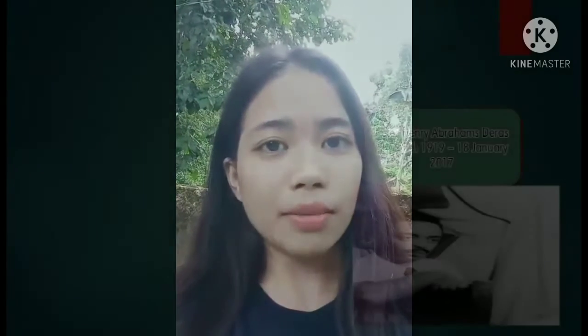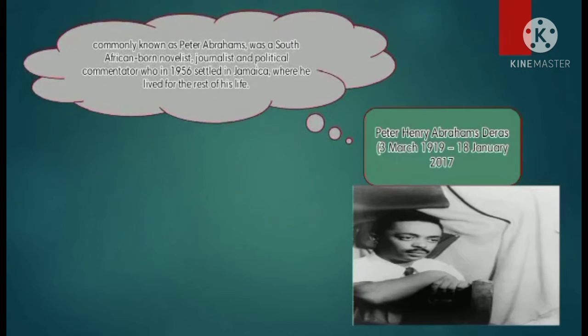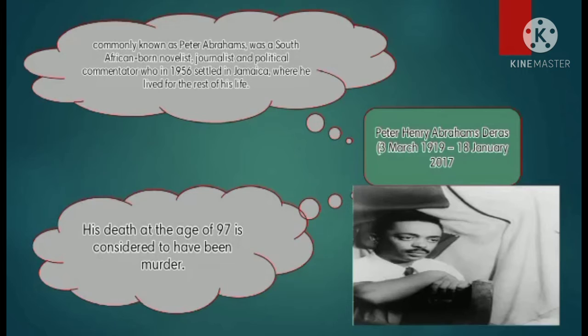Allow me to introduce to you three of the most prominent African novelists. The first notable author of African literature is Peter Henry Abrahams Deras. He was born on March 3, 1919, and died on January 18, 2017. Commonly known as Peter Abrahams, he was a South African-born novelist, journalist, and political commentator who, in 1956, settled in Jamaica, where he lived for the rest of his life. His death at the age of 97 is considered to have been murder.